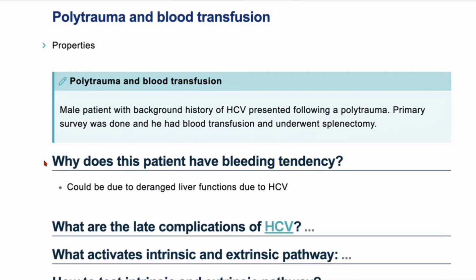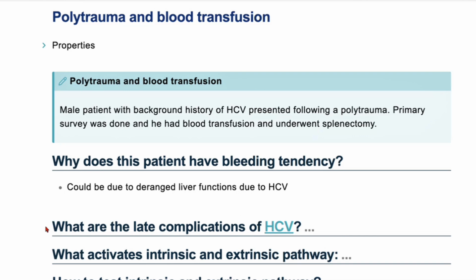The other thing to mention is that usually any trauma patient will be at high risk of bleeding tendency as well. And that's one of the reasons why for all trauma patients, they will be given tranexamic acid according to ATLS protocol, because they will have sort of coagulopathy due to the stress response of their body. What are the late complications of HCV? So the late complications of hepatitis C virus would be liver cirrhosis and hepatocellular carcinoma.